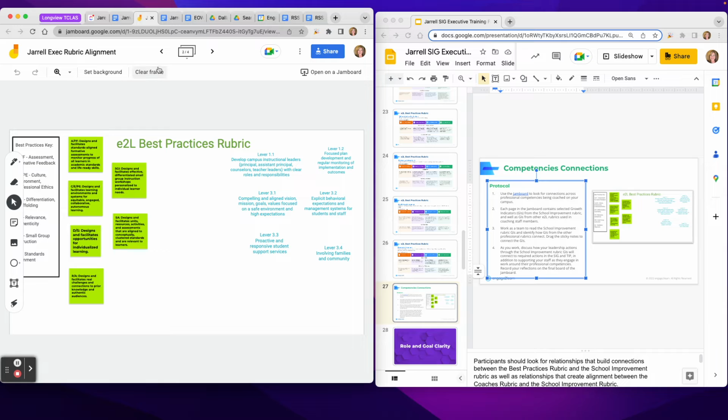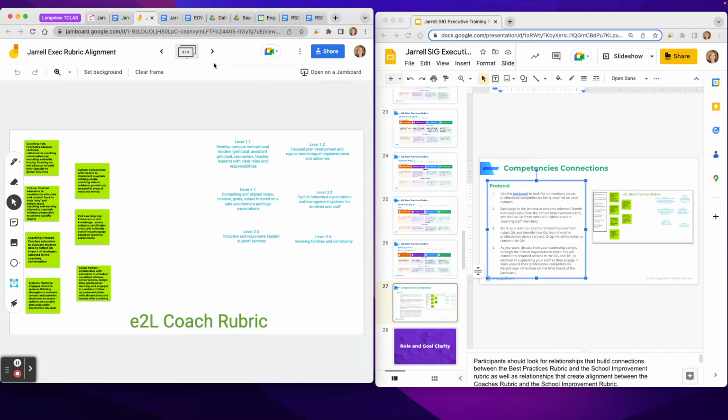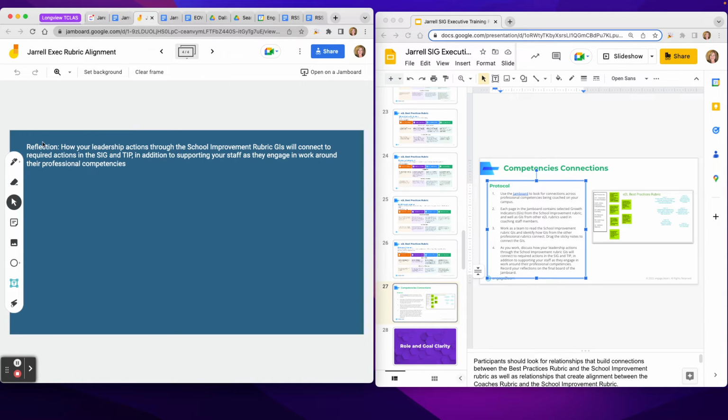So, like the second frame in the Jamboard is connecting E2L best practices to the school improvement rubric. And the second one is the coach rubric to the school improvement rubric. And then finally, they have a place to reflect and record their thinking on that. I think of how do we intentionally make these connections and support our staff as they work through.